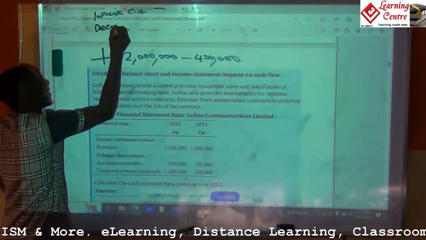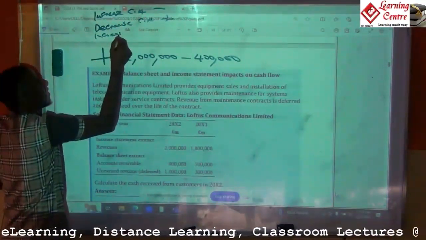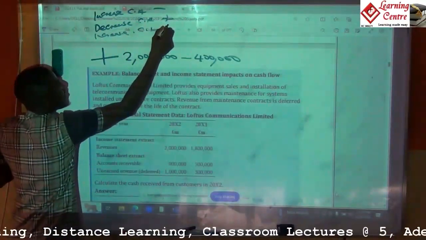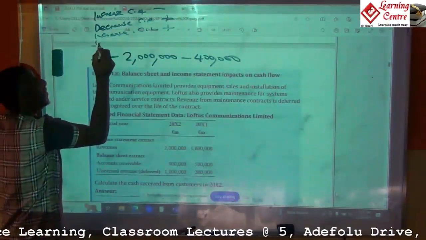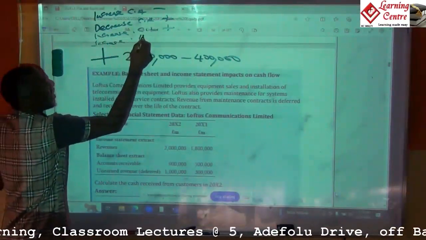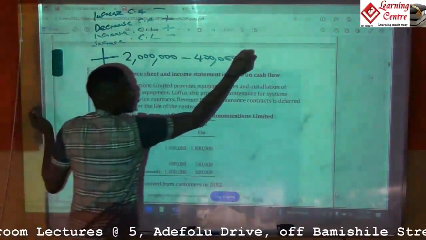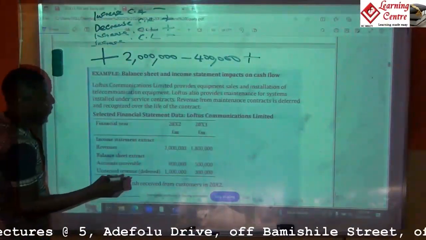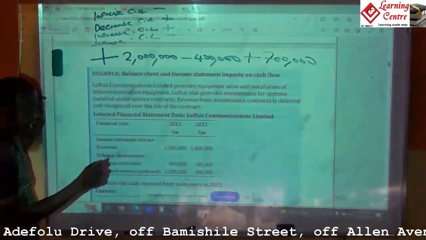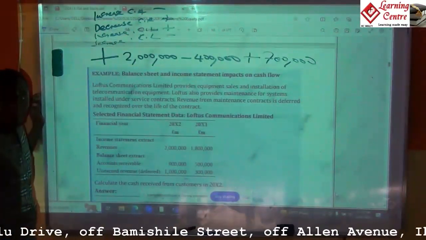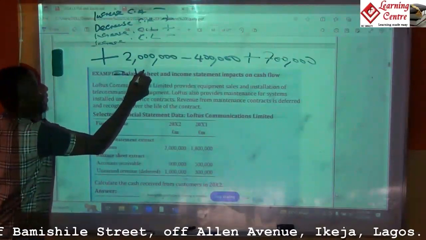If there is a decrease in current assets, you add. If there is an increase in current liability, what do you do? You add. So if there is a decrease in current liability, what do you do? Subtract. So you can use this and pick it now. So what do you do? You add. Add about how much? 700,000. So what is your cash collected? What's your cash received from customers? Is it 1.3?